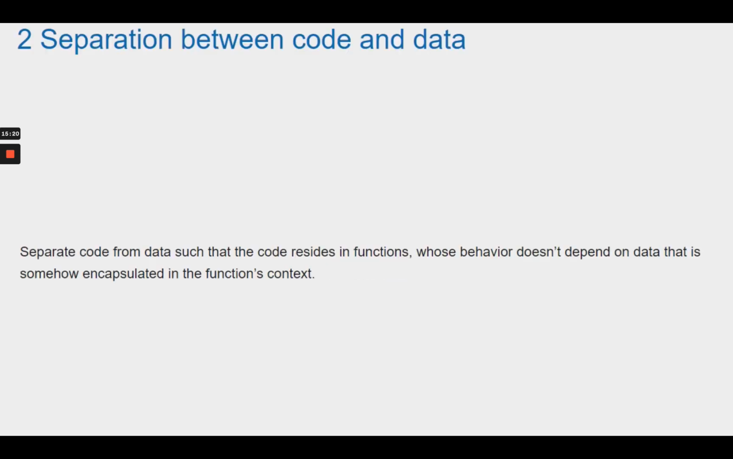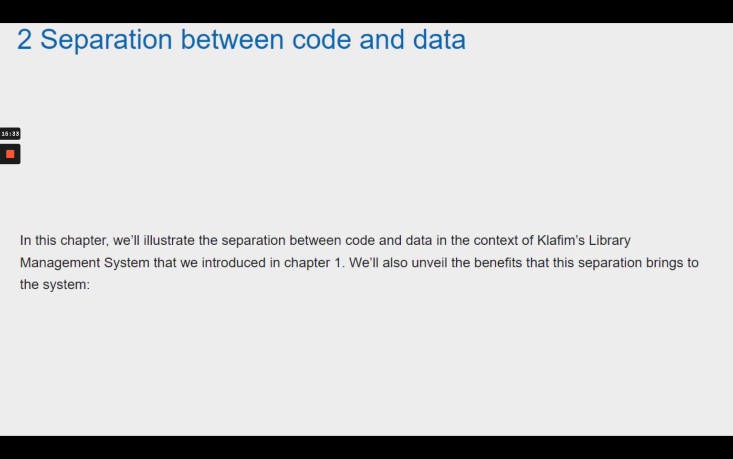Principle number 1. Separate code from data such that the code resides in functions, whose behavior doesn't depend on data that is somehow encapsulated in the function's context. In this chapter, we'll illustrate the separation between code and data in the context of Claphem's library management system that we introduced in Chapter 1. We'll also unveil the benefits that this separation brings to the system.